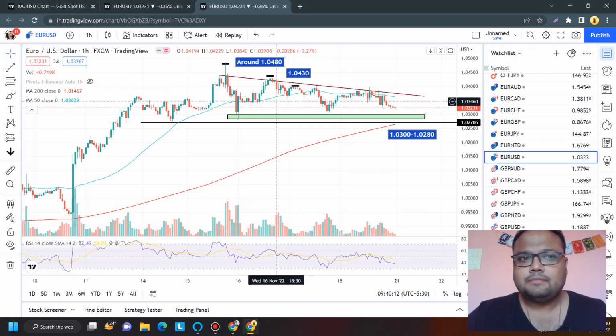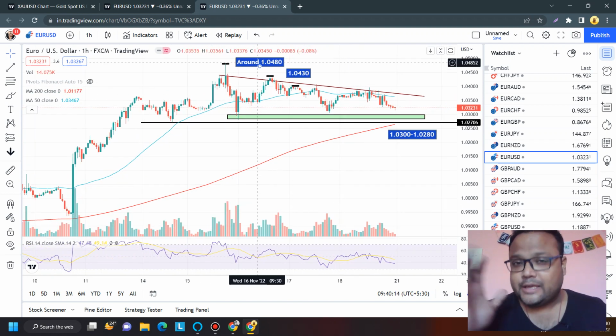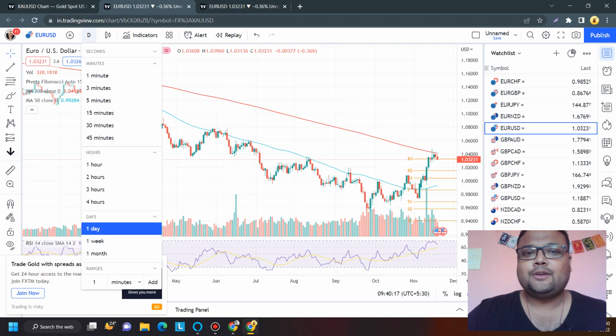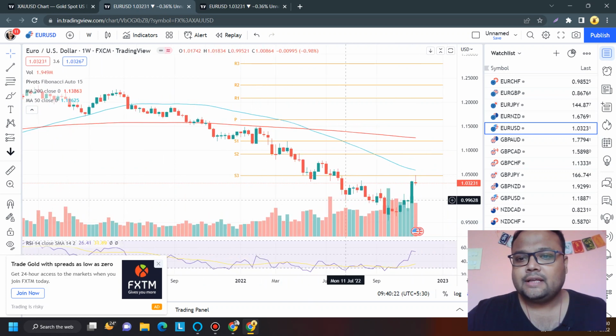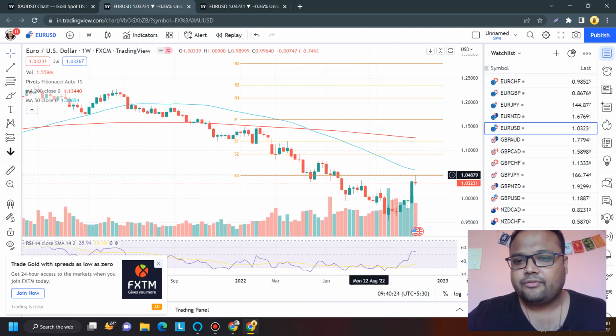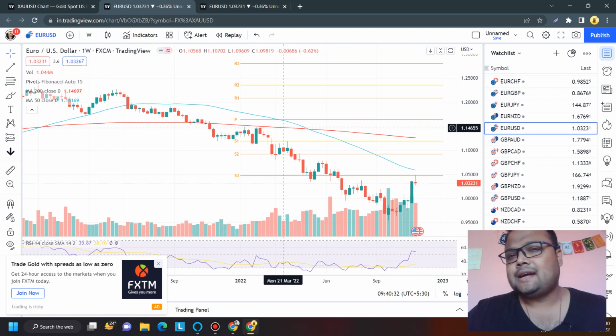So here is the 1 hour chart of Euro USD. But first of all, I would like to show you the weekly chart. This is the weekly chart of Euro USD, and you can see that Euro USD has failed to cross the resistance around 1.0479. This was the weekly resistance, and these weekly resistances are very strong.